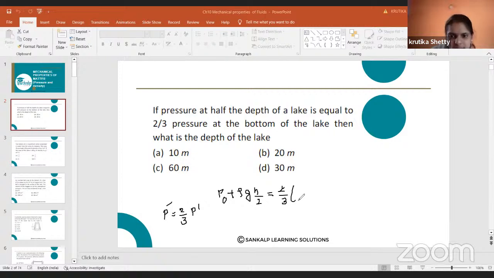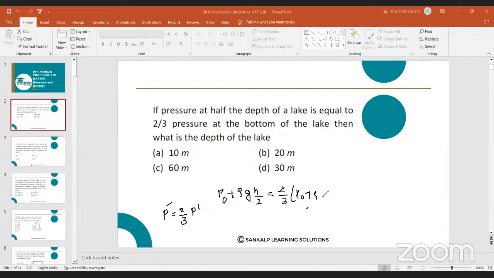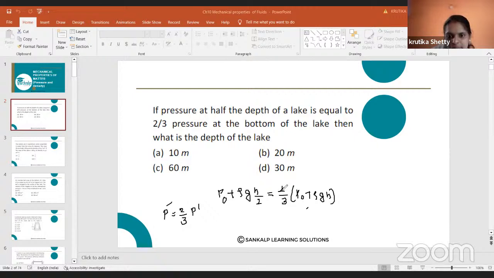So again that is your P0 plus rho GH. It is P0 plus rho GH. So simplify this equation. You simplify this, this is 2/3, this is P0. If you simplify this equation, what are you getting? Check out. Here, see how you simplify. You can take the same terms on the same side. We require H. Can you try this?